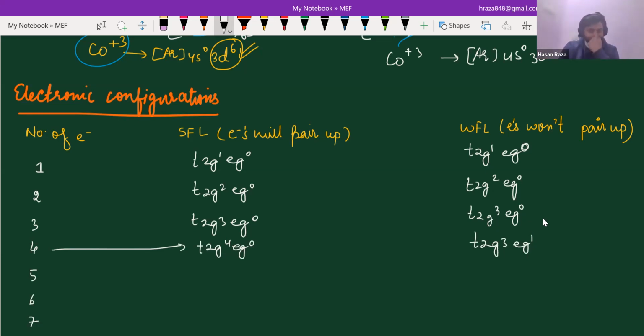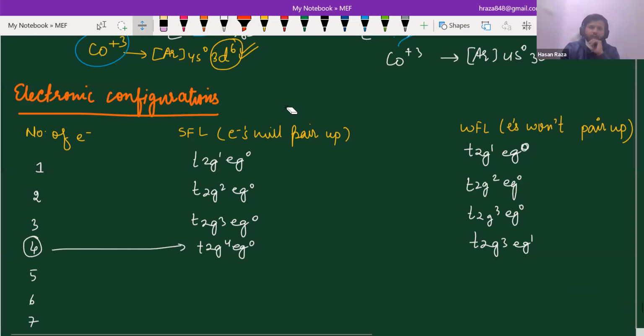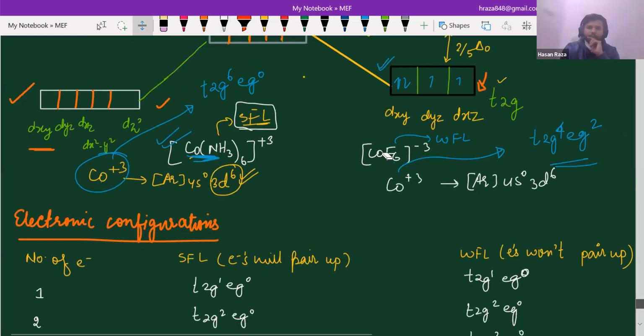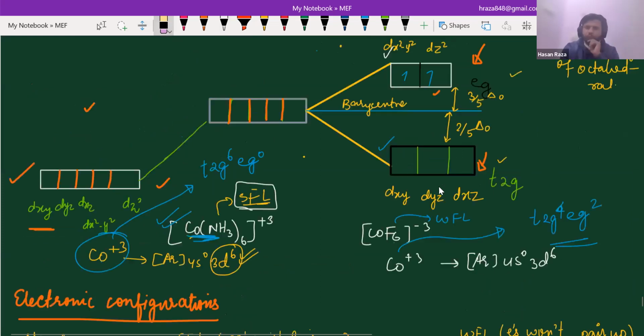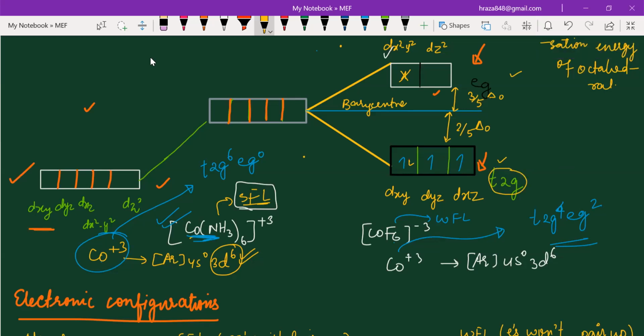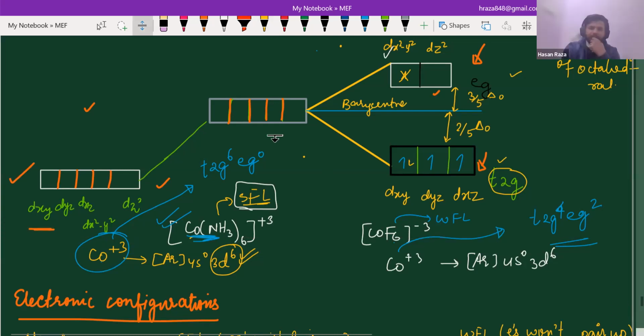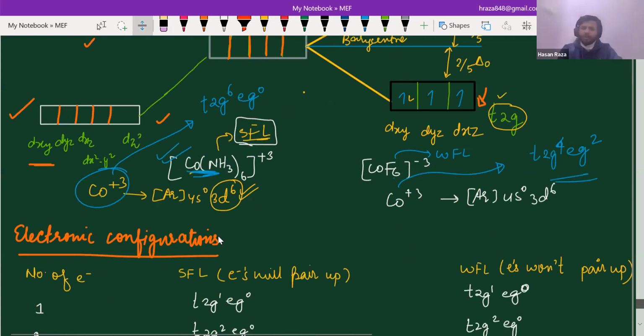Are you getting my point? No, sir, I don't understand. Okay. If you have 4 electrons and a strong field ligand, then 1 electron, 2 electrons, 3 electrons. And the fourth electron, since you have a strong field ligand, will not go to eg, because pairing will take place in a strong field ligand. The fourth electron will be in t2g. So that's why I wrote here that it becomes t2g4, because the fourth electron will be paired up.